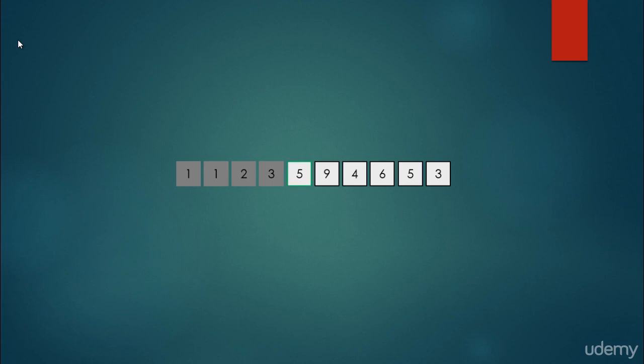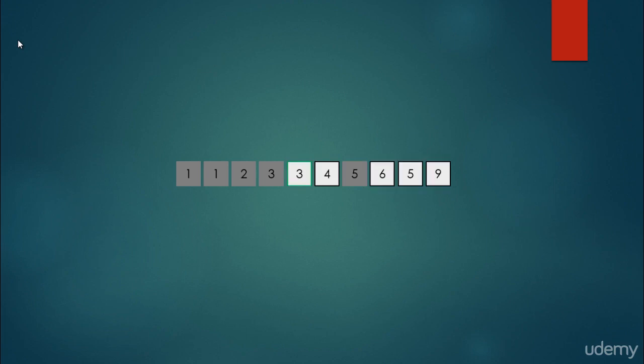We start with 5. 9 is greater than 5, so we mark it. 4 is less than 5, so we have to swap our element with the marked one. Okay. 6 is greater than 5, so it's okay, and we mark it. 5 is equal to 5, so we mark it. And 3, we have to swap 9 with 3. And we swap the pivot element with the last item that's smaller than our pivot, and we consider this pivot to be sorted.